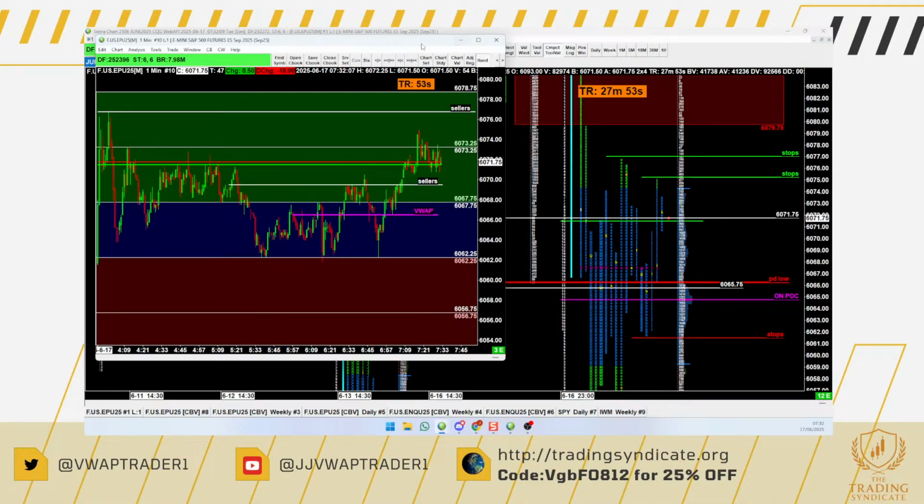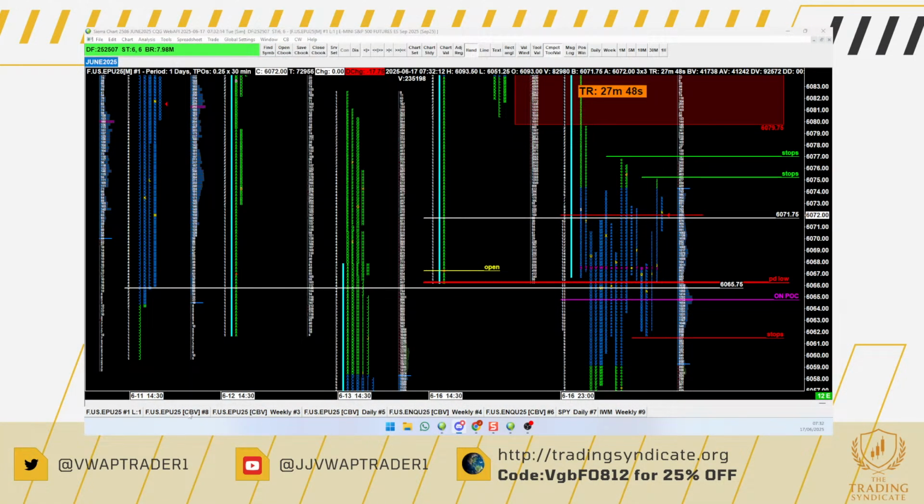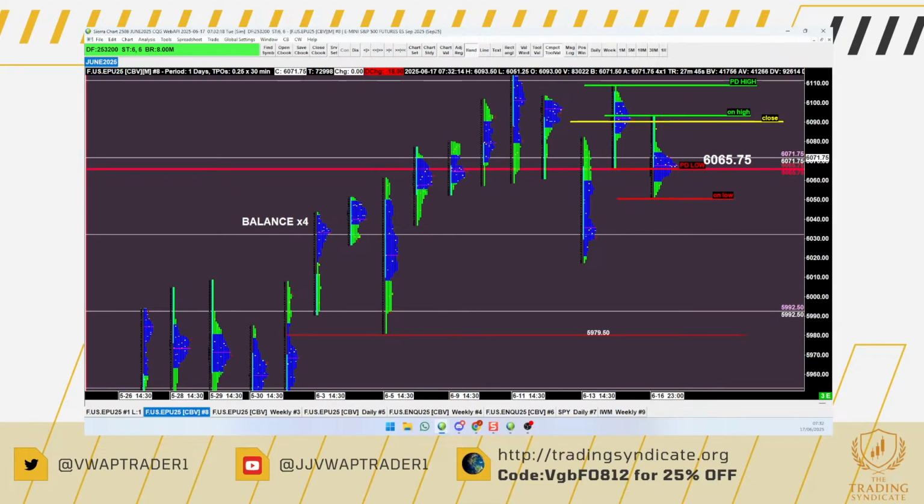So let's take a look and see how this new contract is treating us. Our overnight inventory is short. It's probably around 99% short. All of the trading is underneath yesterday's close.